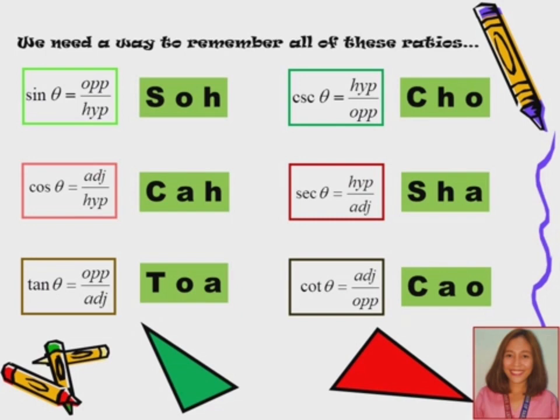And for all of these 6 trigonometric ratios, we can simply abbreviate it into SOH CAH TOA CHO SHA CAO. I hope that you will try to remember this abbreviation of our trigonometric ratios. Again, SOH CAH TOA CHO SHA CAO.